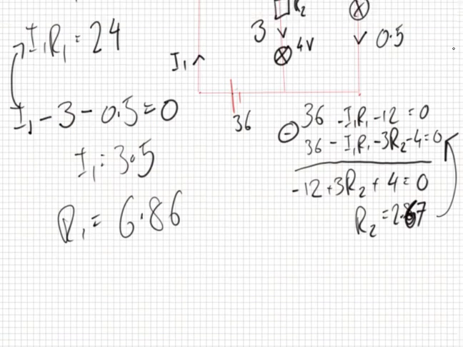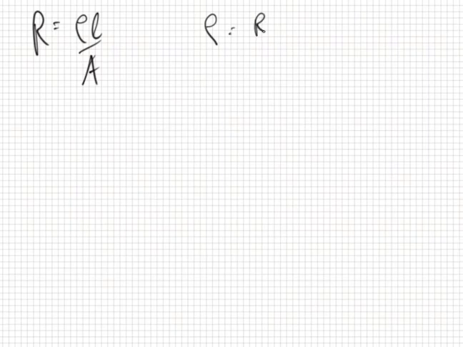Okay, so what's the formula for resistivity? Well, you know that R equals rho L over A. So resistivity equals R A over L. So you could say resistivity is rho, right? That's a rho symbol.